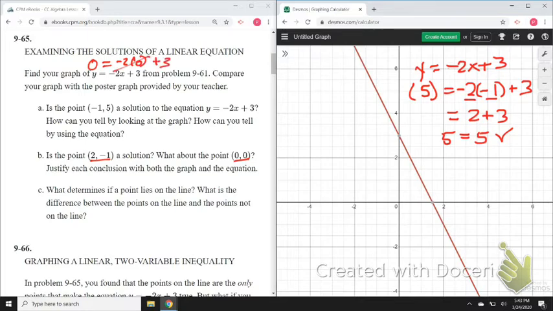So you don't even need to do that. You're asking yourself, does 0 equal 3? And obviously not. So that's obviously not going to be a solution.